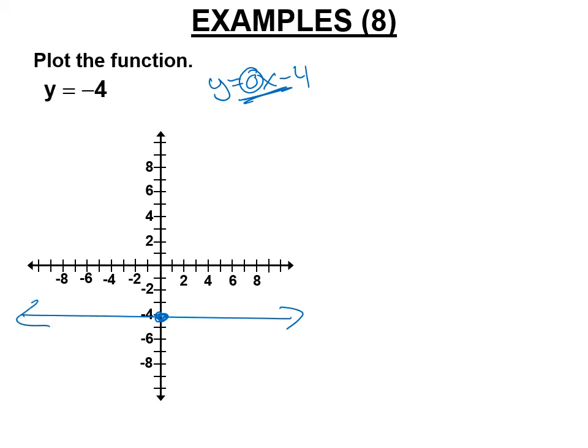It's a horizontal line. It's a line parallel, we're going to learn that word if you haven't already, to the x-axis. Okay, and what that's all about is that every y coordinate on there is -4. And the x coordinate doesn't matter. That's why it's not even in the equation. It's gone because the slope was 0.